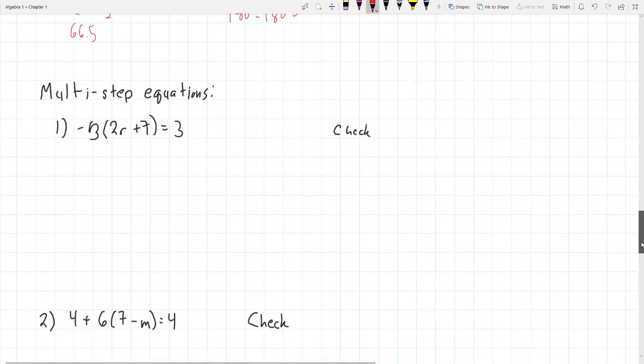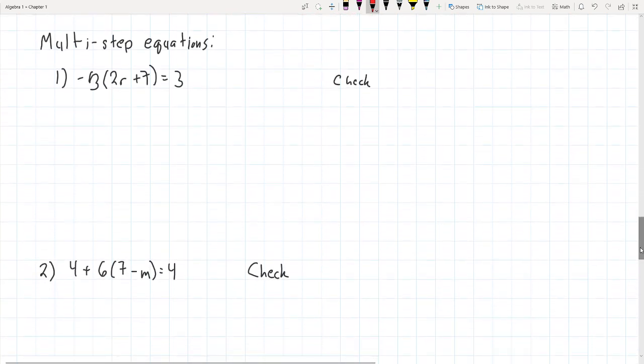So now we're going to move on to the next level. We're going to move on to multi-step equations. There are a couple more steps than what we've done before, thus the term multi. There's more than one way to do it. If you are taking this with a live class, you might have seen another way to do this. I'm going to show you the way that I'm going to approach it.